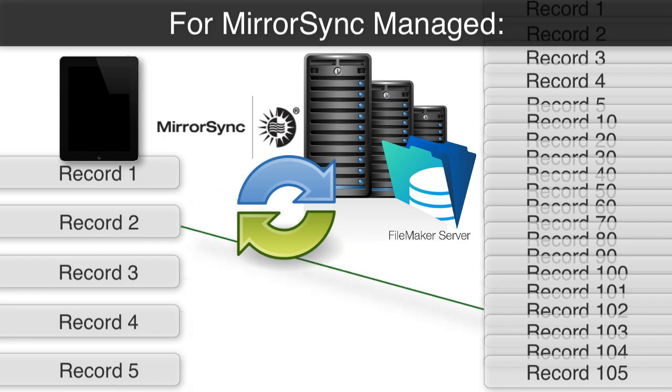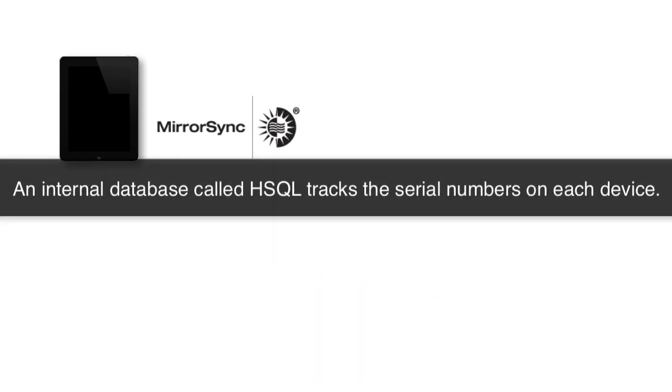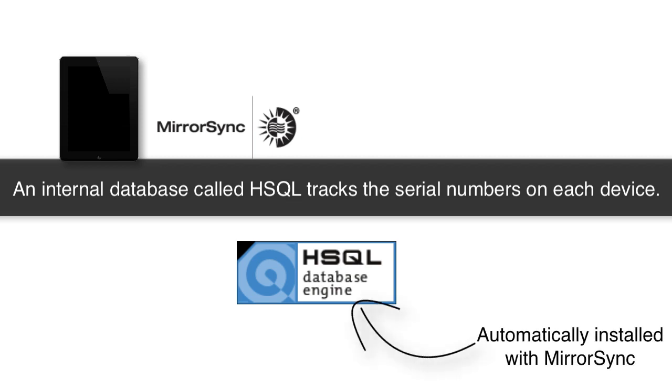Where is it keeping this information straight? It has its own internal database, which is not FileMaker. It's a high-performance embedded database called HSQL, and it's extremely fast. MirrorSync has its own separate metadatabase that keeps track of all the serial numbers on each device. That's installed and configured automatically when you install MirrorSync on its server. You never see it happen. It's not a separate process. It's running as part of the MirrorSync process, so there are no ports that it needs.